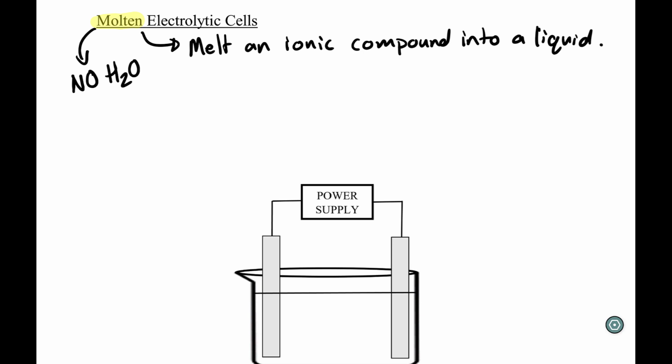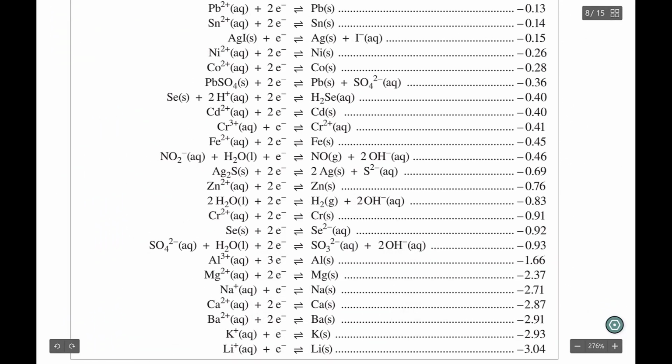Now, if you're wondering, why would I want to melt something and not just make it an aqueous solution? The reason for it is if you want to purify metals that fall below water on the reduction half reaction table, there cannot be any water. So let's go to our reduction half reaction table and I'll show you what I mean. So let's say I wanted to purify sodium ions and I wanted to turn them into sodium metal, and I want to do this in an electrolytic cell. I couldn't have it in an aqueous solution.